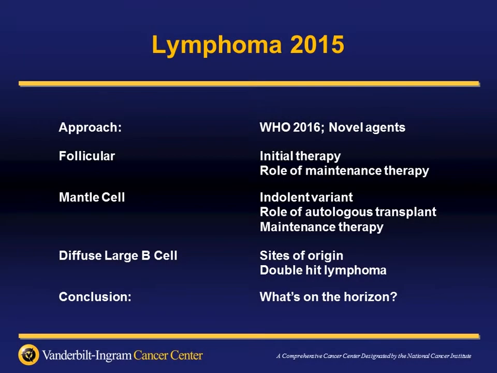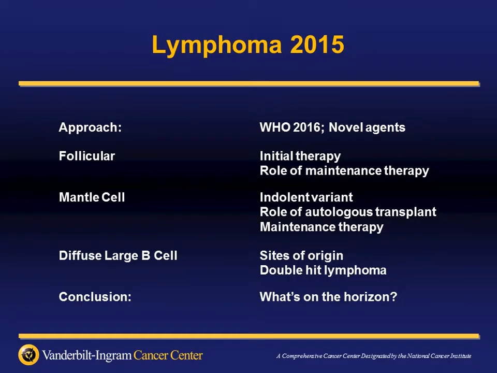What I'm going to do today is look at a general approach and warn you that the World Health Organization will have their new publication in 2016, and there will be over 100 different types of non-Hodgkin lymphoma. And hopefully we'll be able to define entities better and find targets that may be utilized for treatment as well as prognosis.